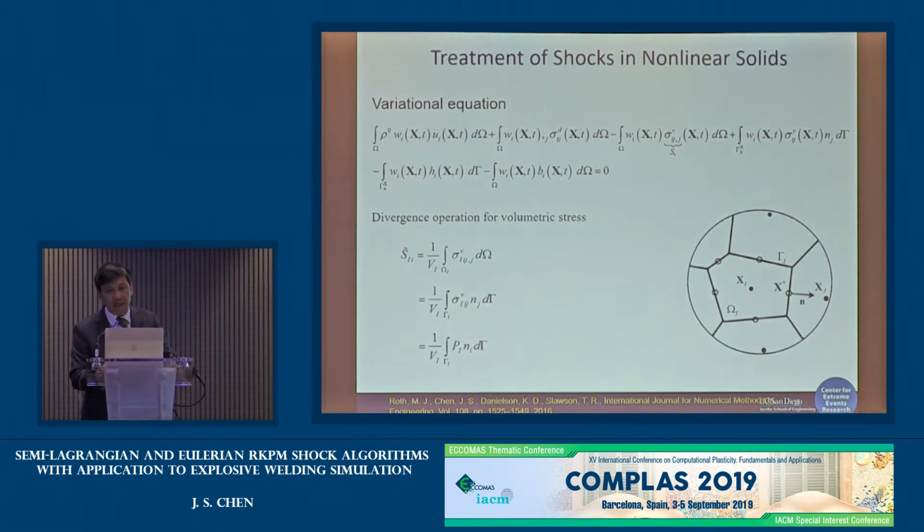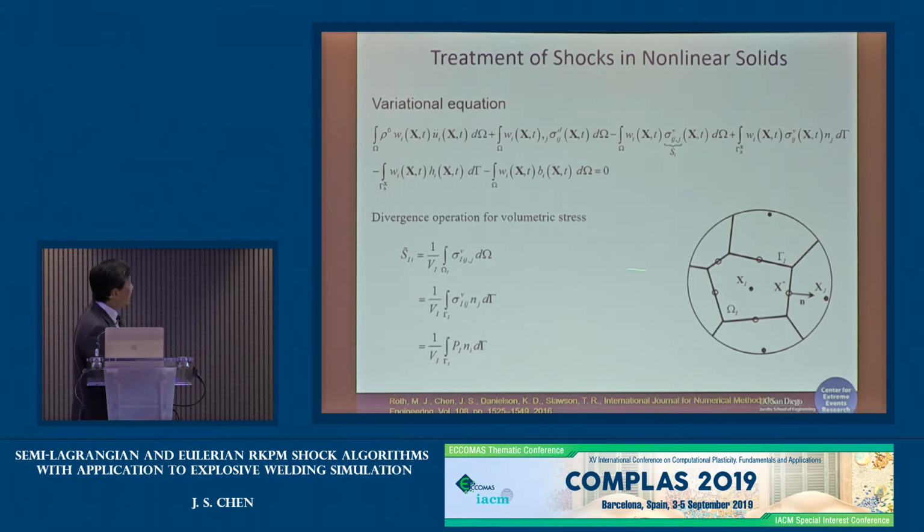Now it comes to nonlinear solids. Again, shocks come from the pressure term, which is the volumetric part of stress. So we separate the stress into the deviatoric and volumetric parts, and this is the weak equation. So we'll do another integration by parts for the volumetric part to get the gradient of pressure.